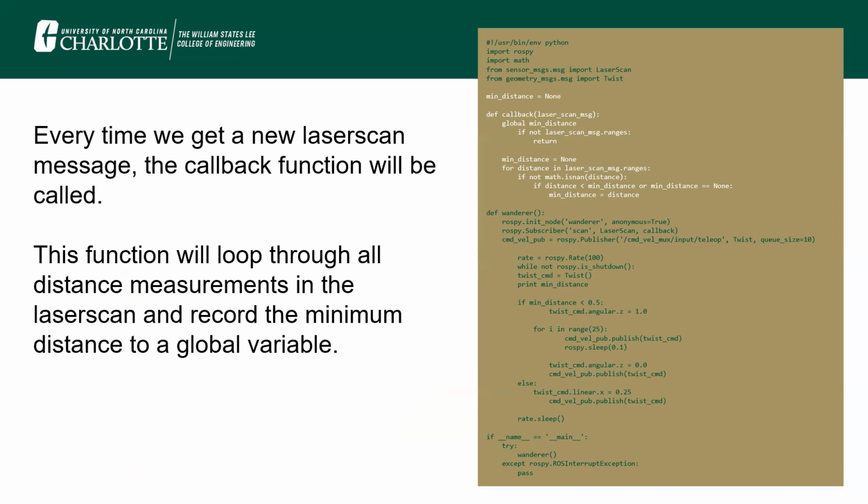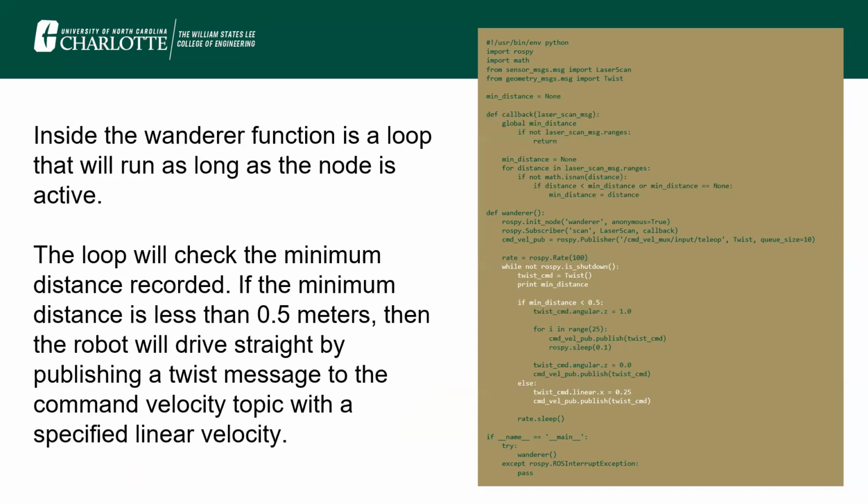And what it's going to do is receive that message. I've got a little for loop set up here, and all it's going to do is look for the minimum distance that it recorded, so whatever the closest thing is in front of us. And then based on what that distance is, we're going to do one of two things.